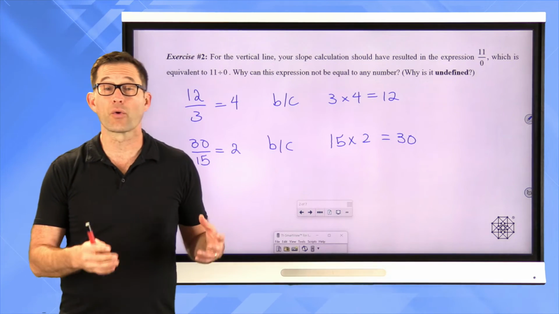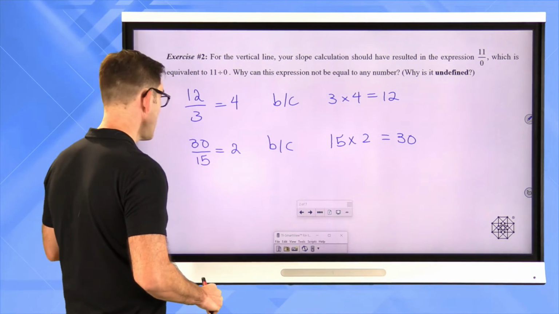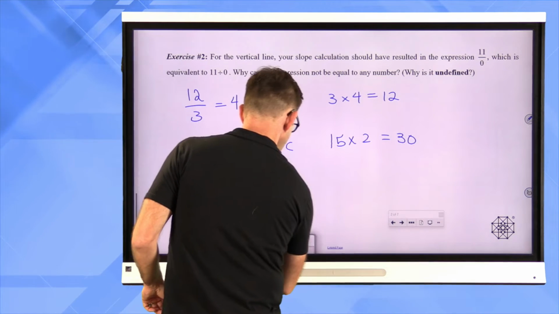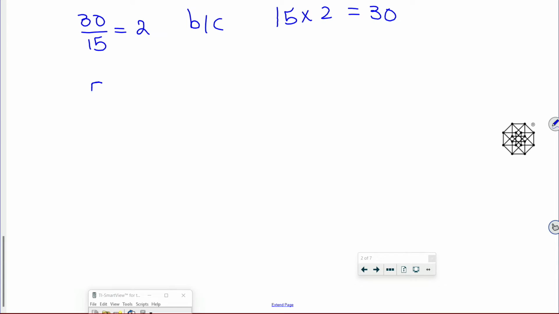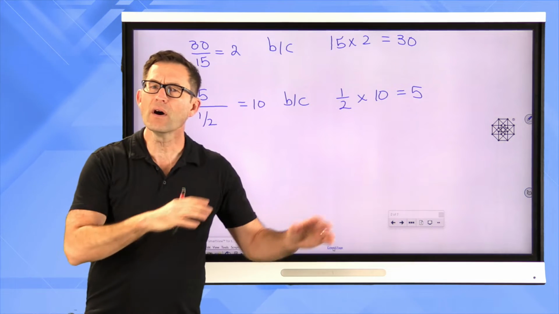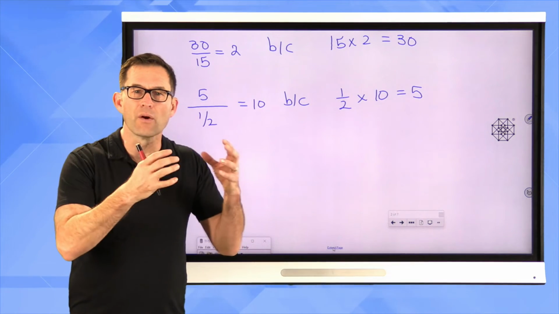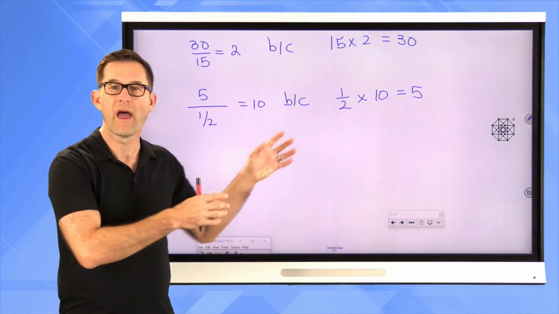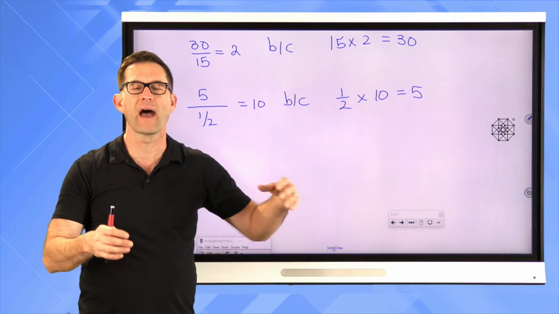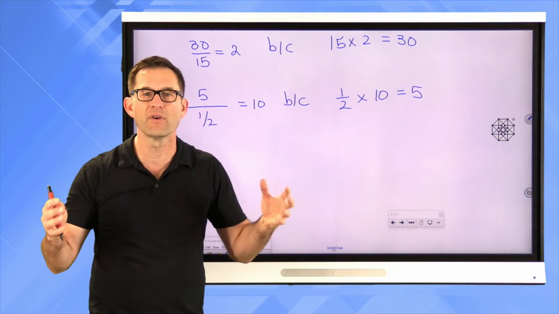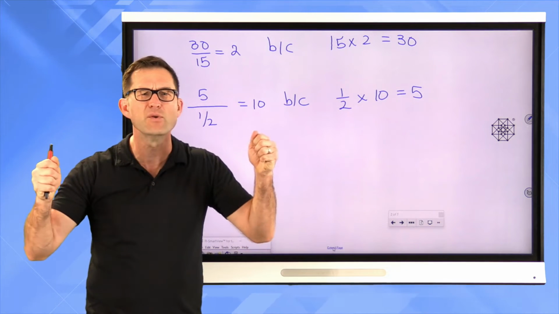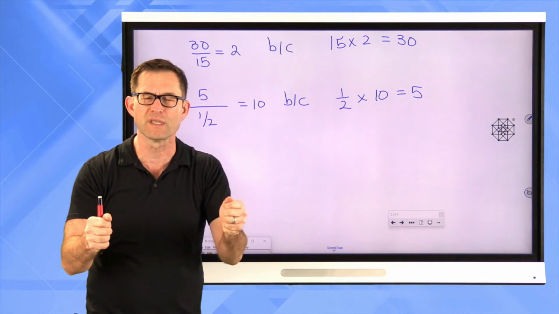I could even get kind of crazy with this. Let me extend the page a bit here. I could say that 5 divided by 1/2 is equal to 10 because 1/2 times 10 is equal to 5. So you have to understand this relationship between division and multiplication. Not only do you have to understand it, you have to understand it well enough that music just plays in your head when you see it.